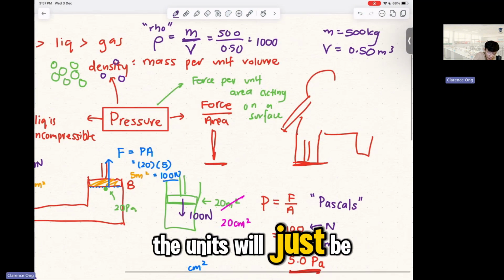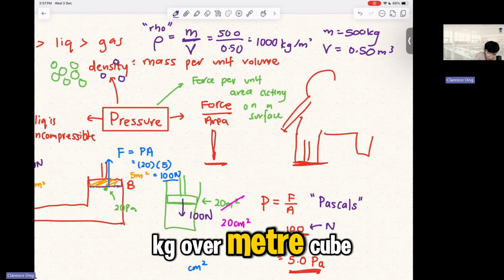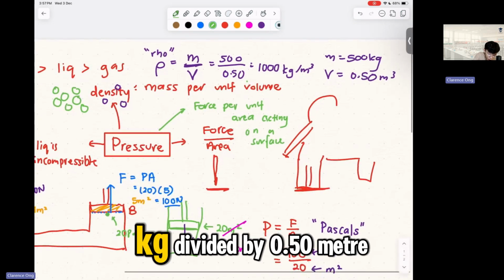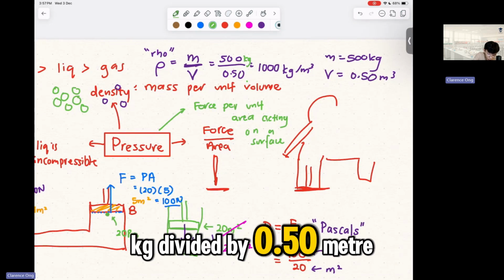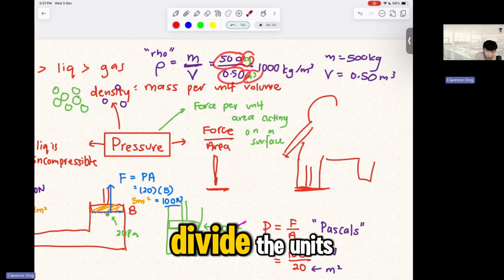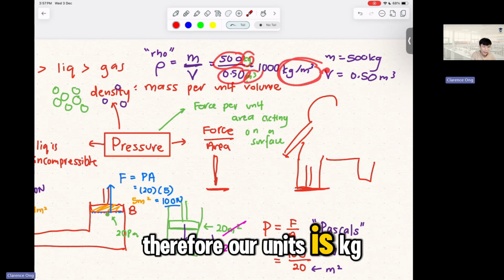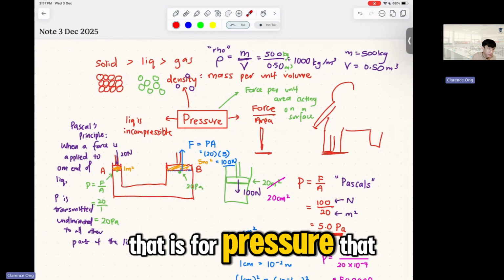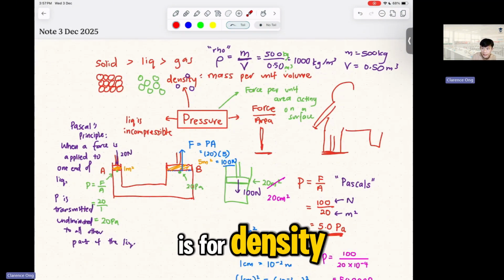The units will just be kg over meter cube. Because we are taking 500 kg divided by 0.50 meter cube, okay, when we divide the number, we also have to divide the units. Therefore, our units is kg per meter cube. That is for pressure. That is for density.